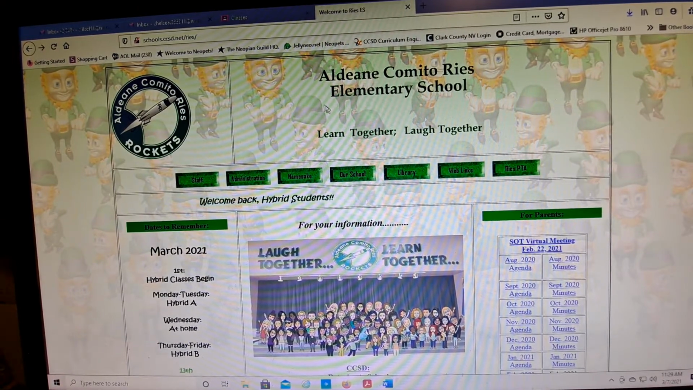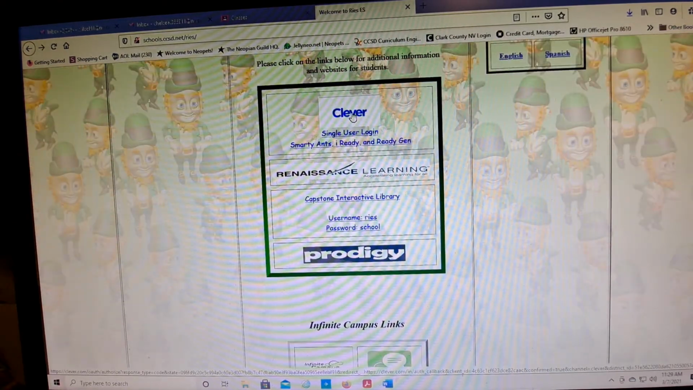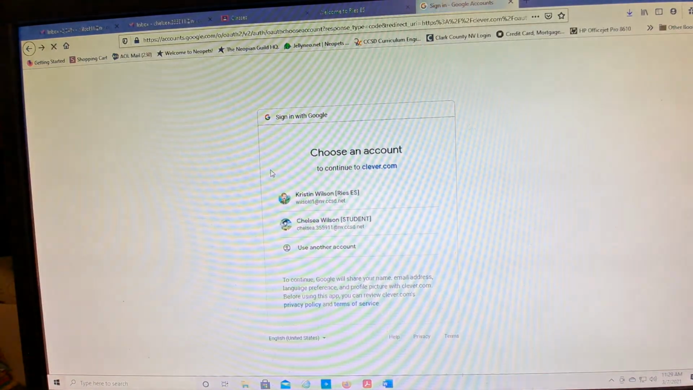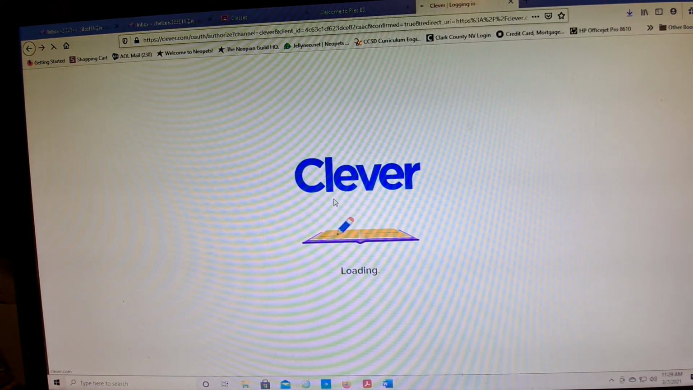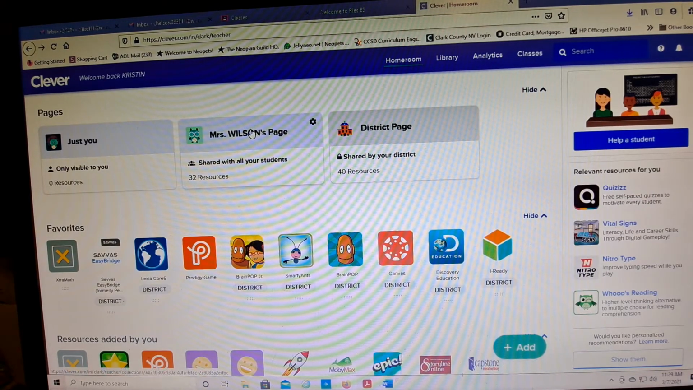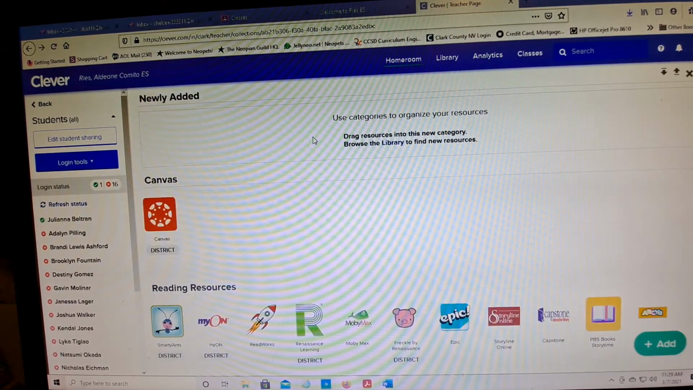I'm at the Reese website. To go to Clever, logging in. You log in with Google, and I'm going to log in as myself, not Chelsea. And then again, here's my page. Some of the kids have noticed, here's our Canvas button.